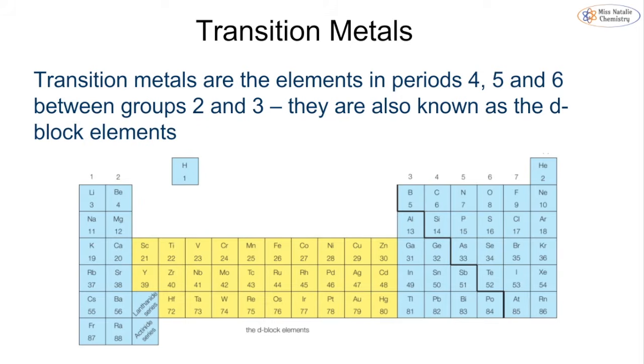So first of all, what are the transition metals? Well, these are elements that are in periods 4, 5 and 6, and they are between groups 2 and 3. So it's this section here in the yellow one. And these are known as the D block elements because their highest energy electron is found in a D orbital. Remember, groups 1 and 2 are your S block, and groups 3, 4, 5, 6, 7 and 8 are your P block elements.